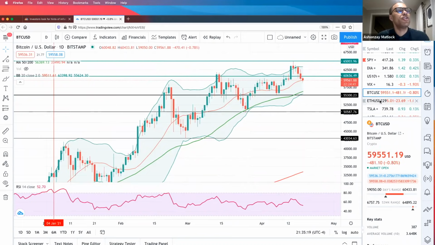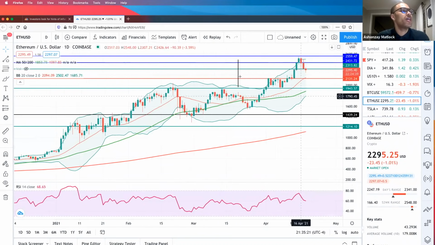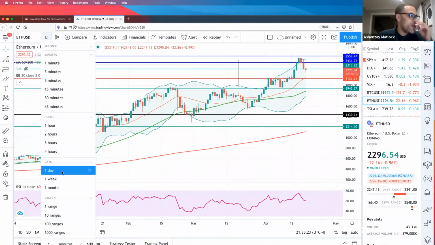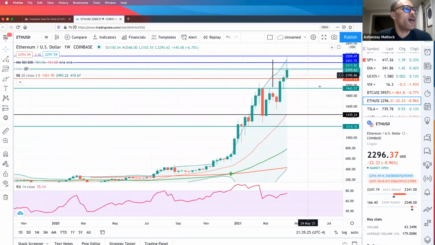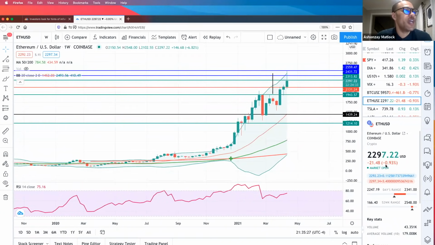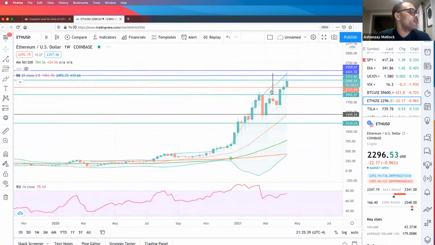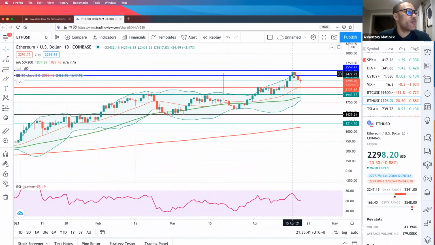So let's get into Ethereum. When it comes to Ethereum, shout out to Ethereum real quick. Our target was 2,300. As you can see, we are flirting with 2,300. We're at 2,296. As we talked about, we closed above the 2131 and it pushed all the way up to about 2,500. If we go down to our daily, you can see during the week it pushed all the way up to that 2,500, and now over the weekend it's just kind of been drifting down.